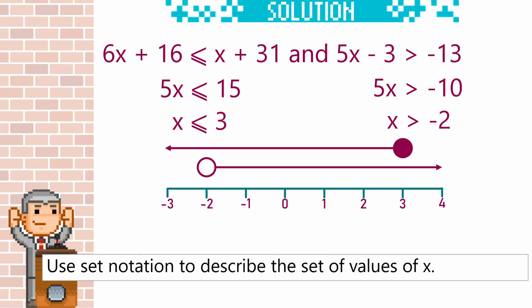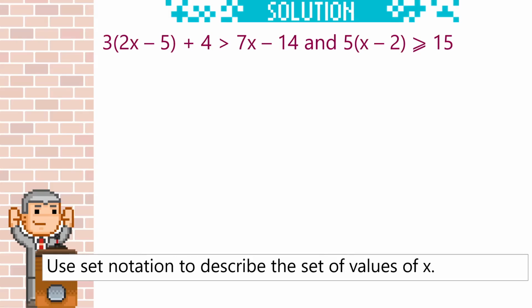We can write this as a single inequality with the -2 and the 3. Now if you look at it, it can't be -2, so x must be greater than -2, but it can equal that 3. And we can also write this in set notation with the curly brackets shown here.